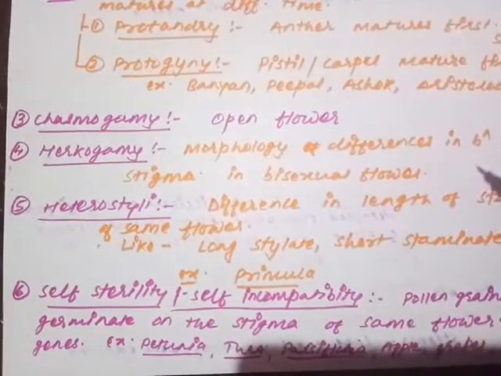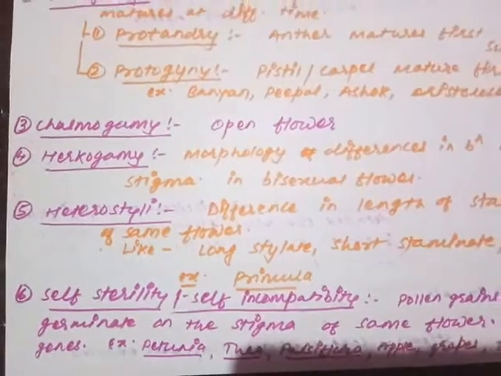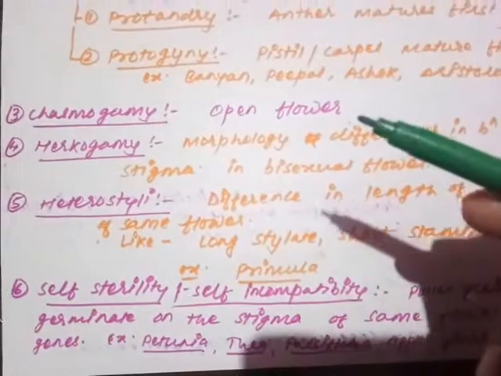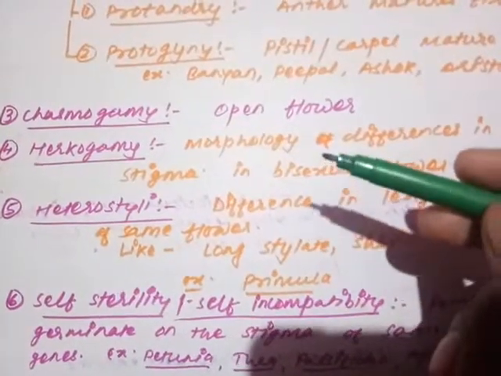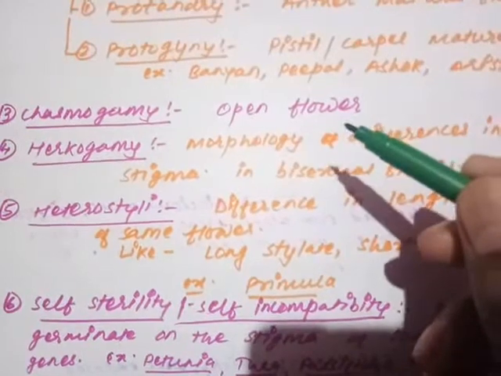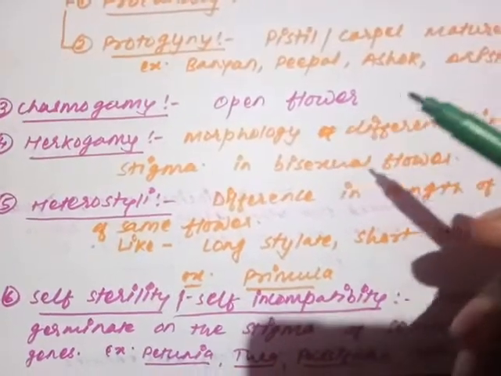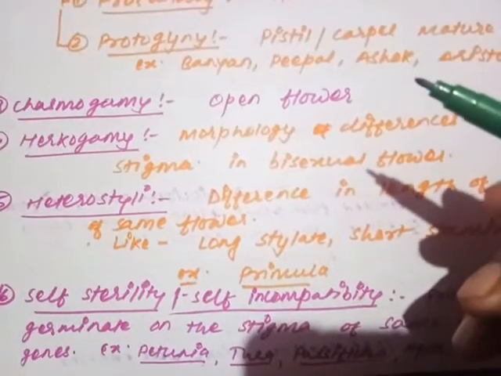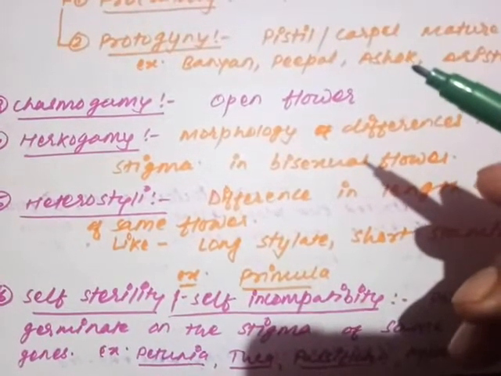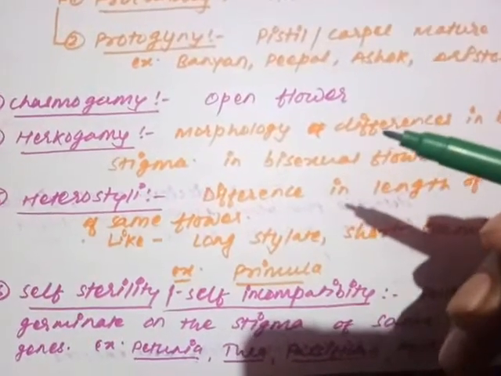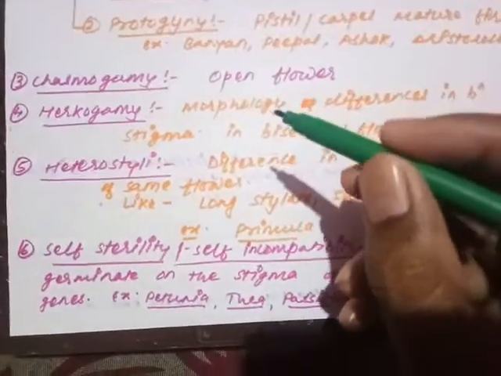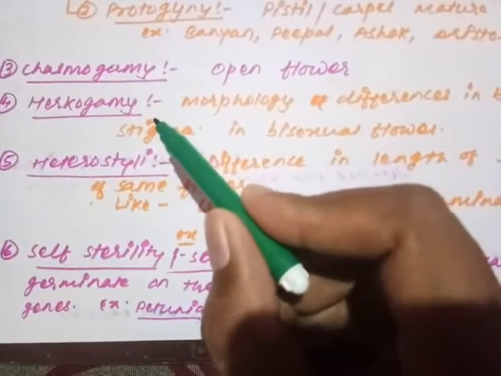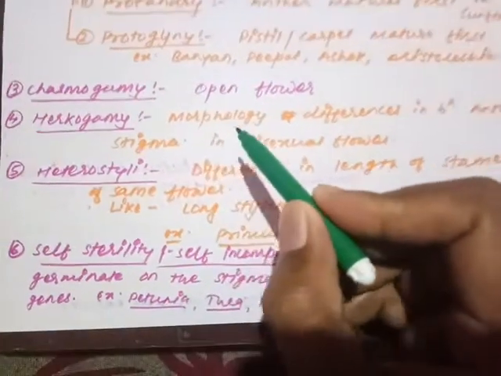Now the next device, chasmogamy, just opposite to cleistogamy. In cleistogamy, the flower is closed, so there is no chance of any foreign pollen grain falling on the surface of the stigma. Here, due to the open nature of the flower, the open flowers are called chasmogamous flowers. So the pollen grains from any other plant will have a chance to fall on the surface of the stigma, and that will ensure cross pollination, not self pollination. Now the next adaptation that the plant develops for ensuring cross pollination is called herkogamy.